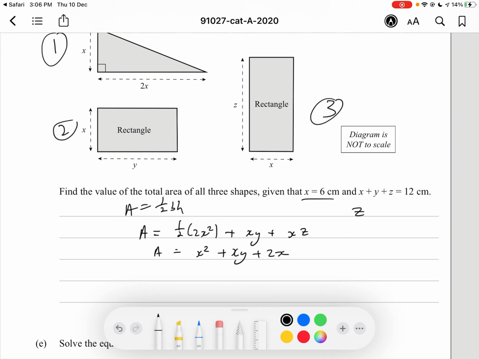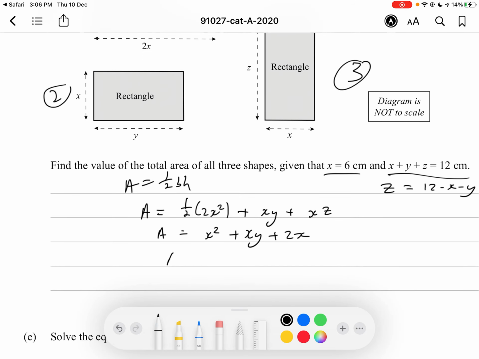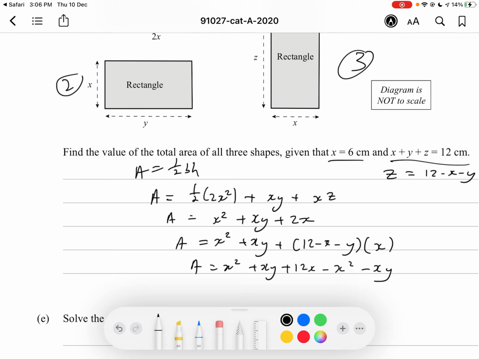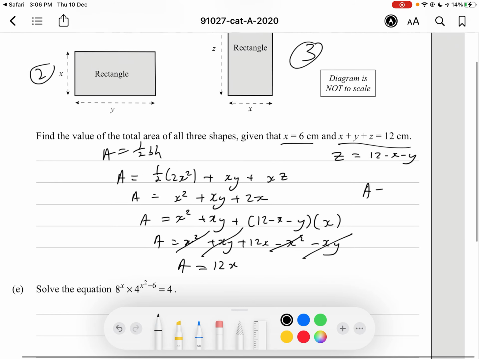We'll just leave x equals 6 for now. But we also know that z equals 12 minus x minus y, by this equation here. So we can say area equals x squared plus xy plus (12 minus x minus y) times x. If we expand out these brackets, we'll get plus 12x minus x squared minus xy. So that's very convenient for us since xy and xy cancel out, x squared and x squared cancel out, and we're just left with area equals 12x. And therefore area equals 12 times 6, which is 72.